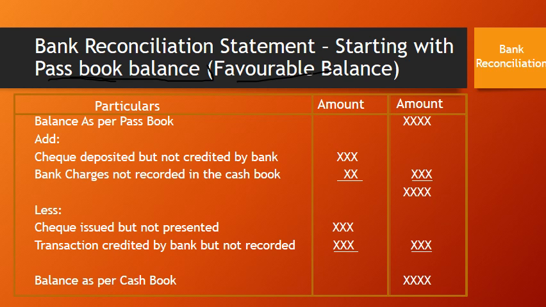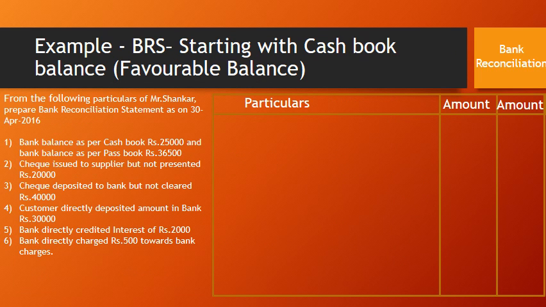Very simple. My suggestion here is you should remember starting with cash book how we are doing a reconciliation. In an exam, if they ask to start from a passbook, then whatever we have added, you make it a less, and whatever we deducted, we make it an addition. Those two things will interchange, and then we get a revised balance. Let's see an example for this.